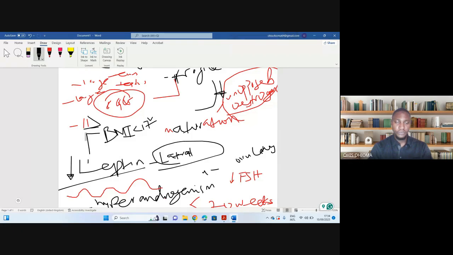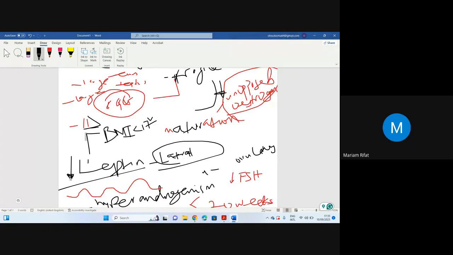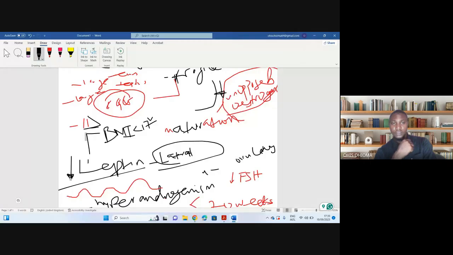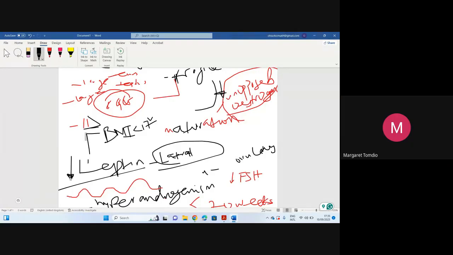Leptin, what's the function of leptin? Can anyone tell me? It makes you hungry. No, opposite. I think it's the satiety hormone. When leptin increases, that means you don't want to eat. Ghrelin makes you hungry. Leptin reduces appetite.